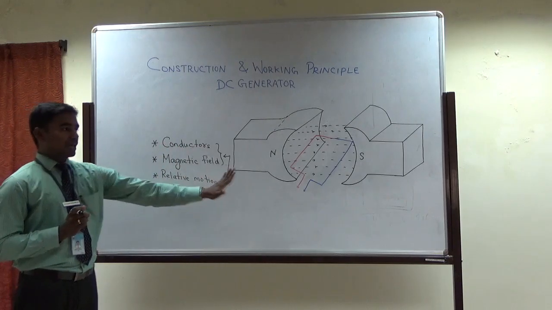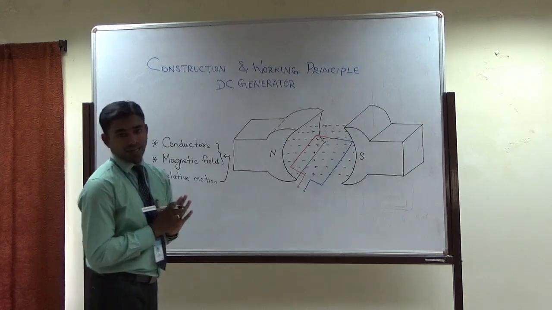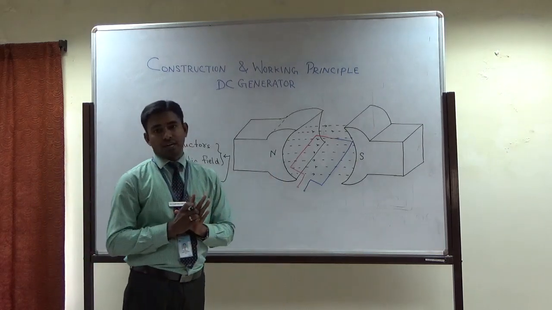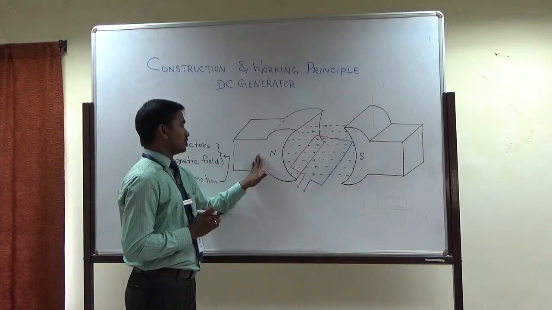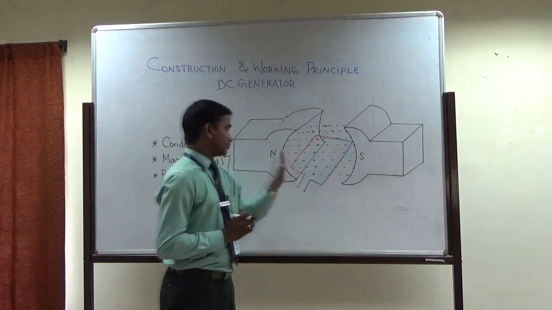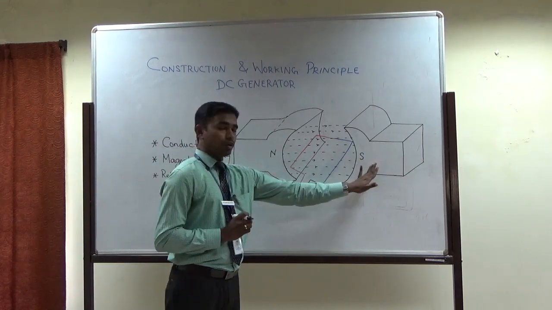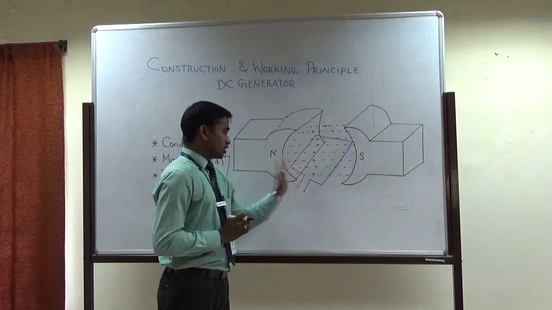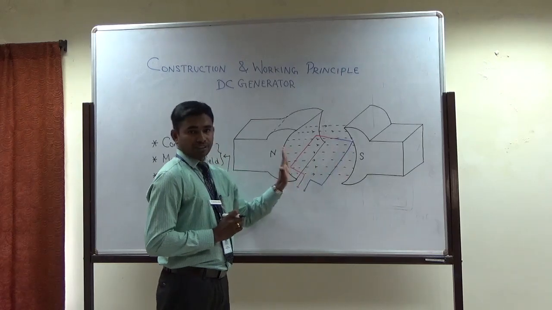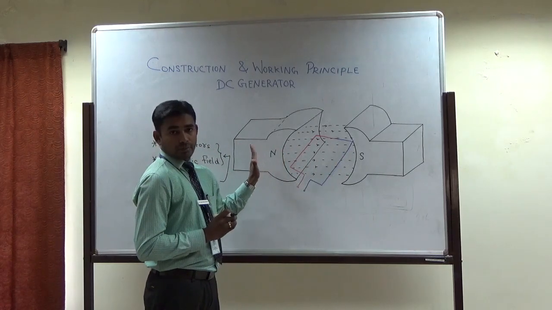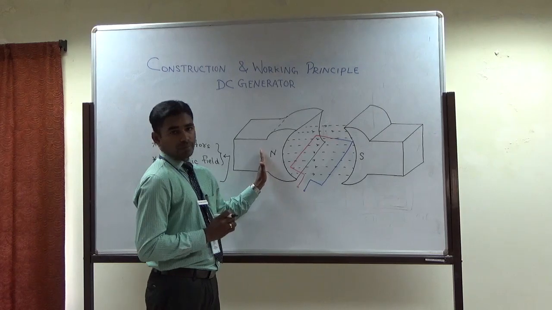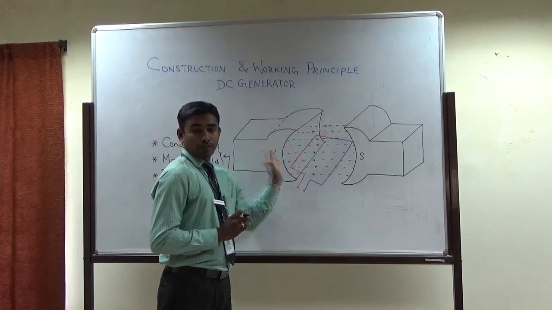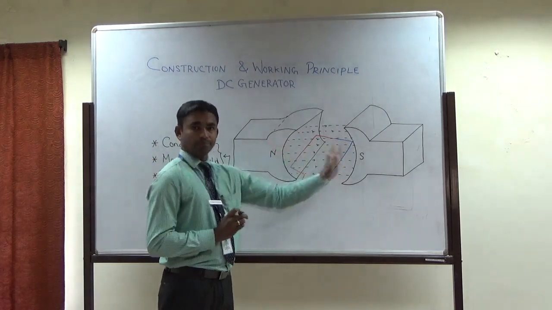Now, with the help of a small diagram, I am going to explain how electricity can be generated. Let us assume this is a permanent magnet. This is the north pole, this is the south pole. Then this is free space. We know that the magnetic field flows from north pole to south pole. That means the magnetic flux is flowing.